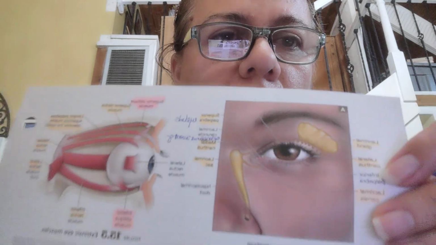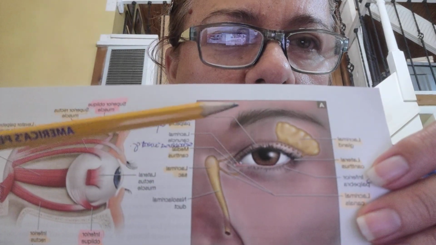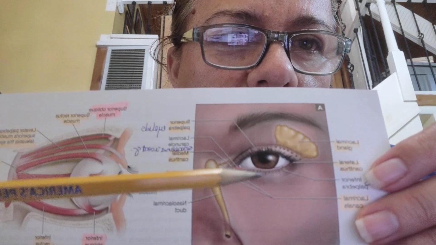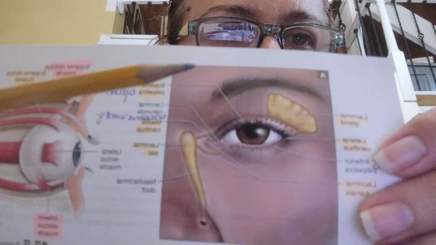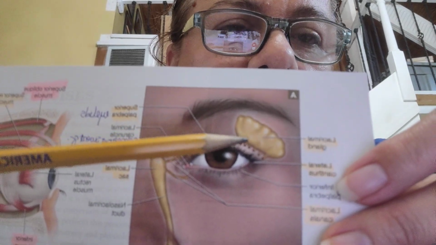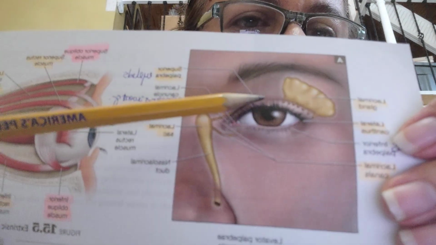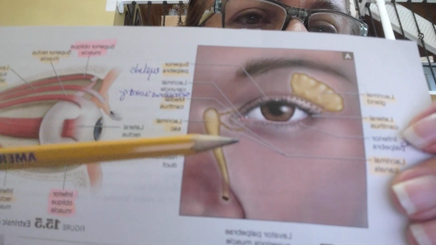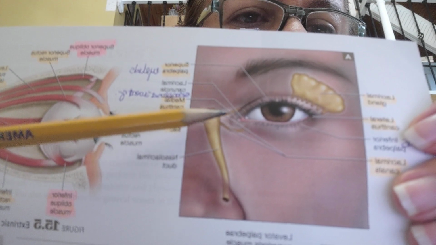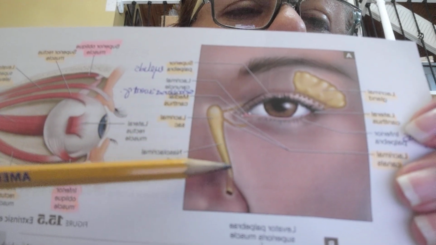I have a picture right here. So externally we have the eyebrow and we have the eyelashes. Now let me get a little bit closer, and over here we have the lacrimal gland. Now this one produces tears, and then it travels down to the canals. These are the lacrimal canals, and then it goes down the nasolacrimal tube.